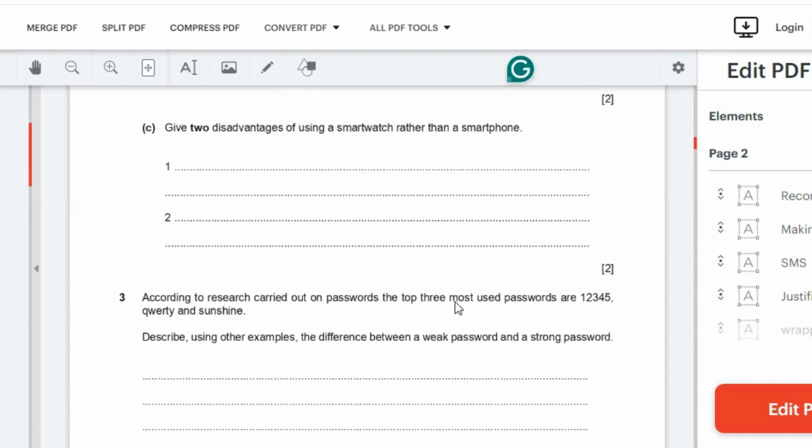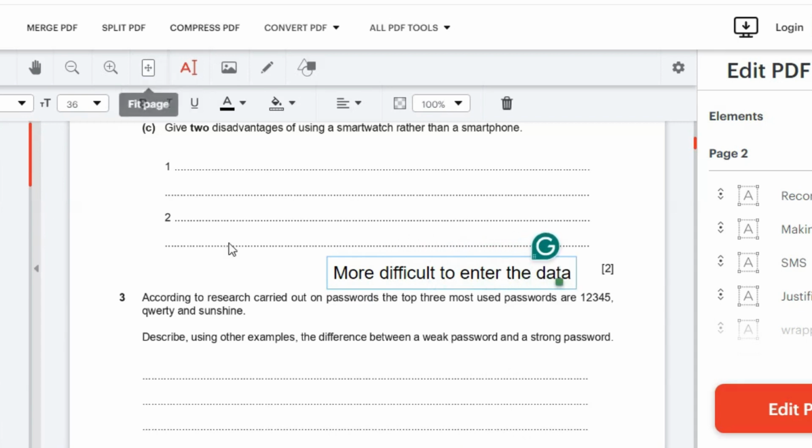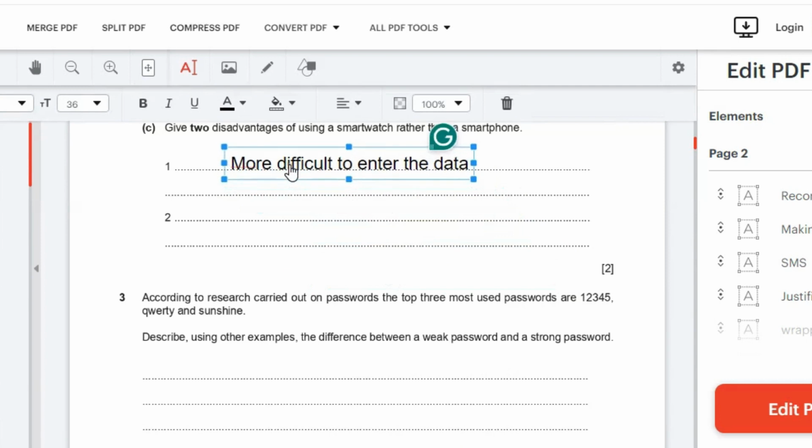So for C now, you are told to give two disadvantages of using a smartwatch rather than a smartphone. One is more difficult to enter the data. It is smaller, so it is more difficult to enter the data. That's the number one disadvantage.